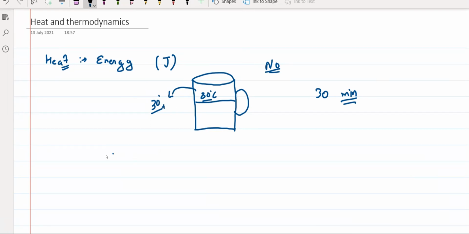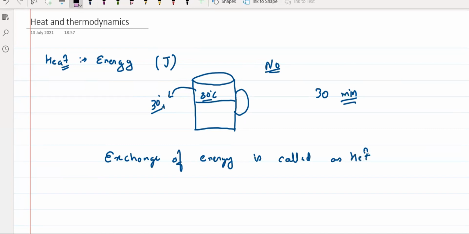And this exchange of energy is called heat. Now do you understand? What is heat?